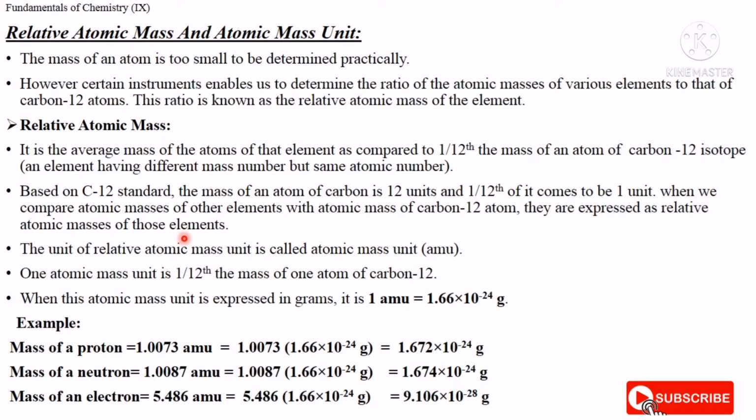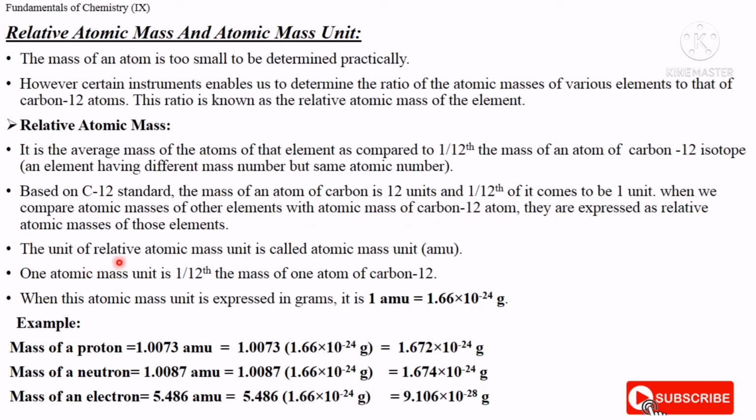Why do we call it the relative atomic mass? Because to determine the mass of an atom, we have to make a comparison between that mass of the atom and the carbon 12 atom mass. So it is called relative atomic mass.